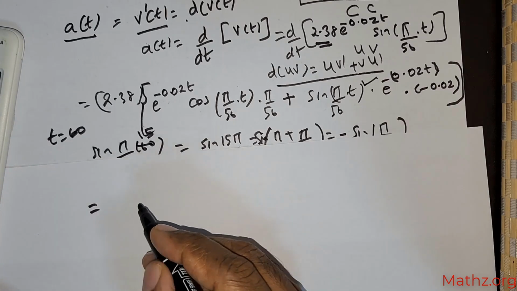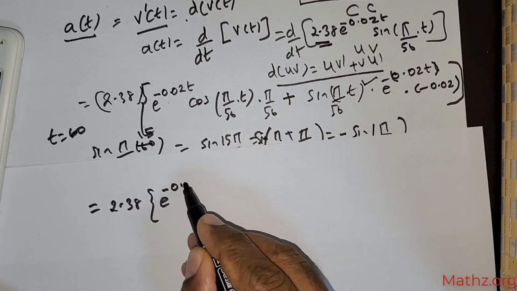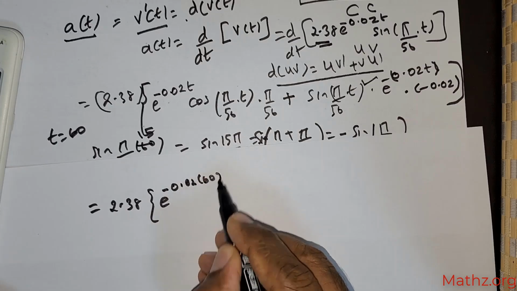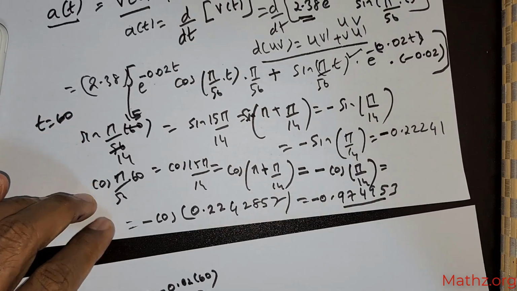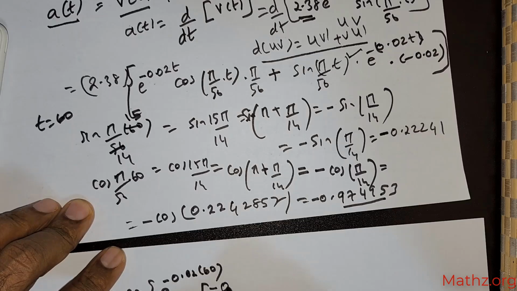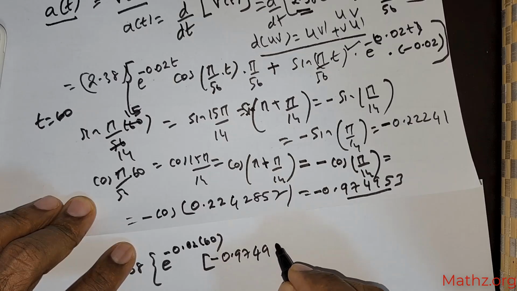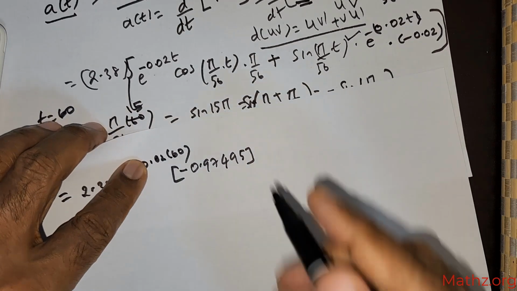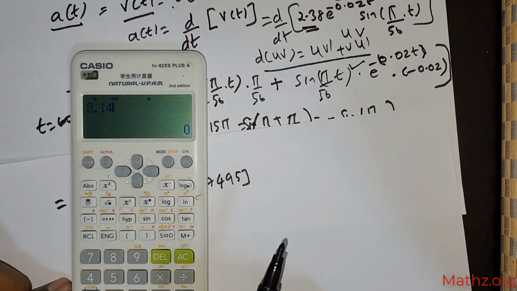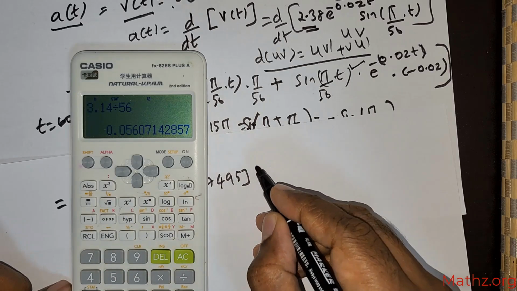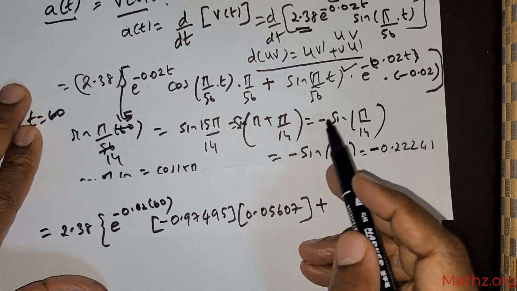So this is equal to 2.38 e raised to the power of negative 0.02 times 60. This value I have already got, and that is going to be negative 0.97495 multiplied with pi over 56. As I mentioned to you, we will be taking pi as 3.14 divided by 56. That is going to give you 0.05607.